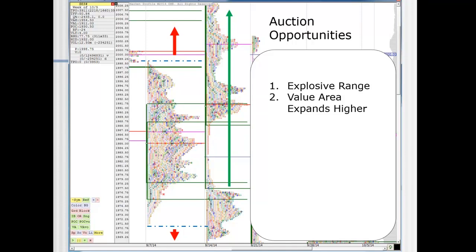Okay, we had a high here and a low here for the week on the profile, and then take a look at what happened the following week. We took out the low of that week, but not only did we take out the low, we also took out the high of the prior week. So this is what I describe as an explosive range. All of a sudden, this explosive range is telling us, pay attention here.